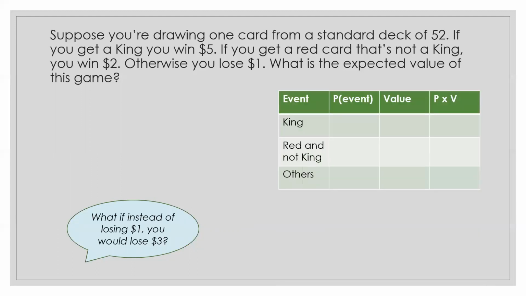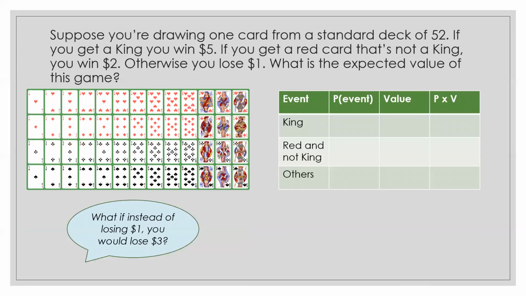Okay, so the events would be king, or red and not king, and then everything else. I'm going to put the deck of cards up so you can have a reference. The probability of getting a king: there are 4 kings, so 4 out of 52. If you get a king, you get $5. So the probability multiplied by the value will get you 38.5 cents.